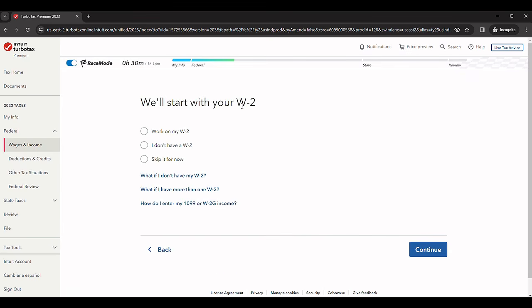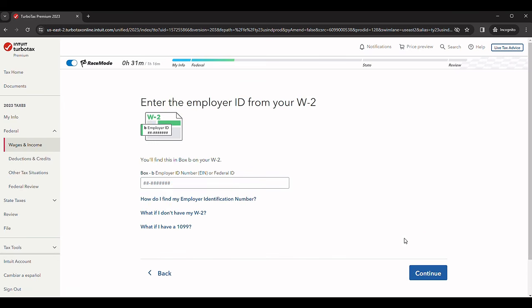We'll start with your W-2. Let's work on my W-2. Okay, they're asking for the employer identification number of the company where you work. This is all going to be listed on your W-2. You just match up the boxes. Look at your W-2, and they'll all be identified. You just answer whatever questions they're asking you. In this situation, let's just say I have no idea, I just wrote in anything.